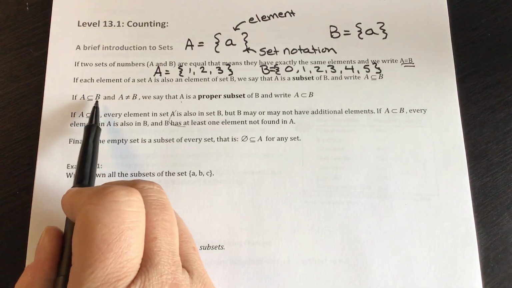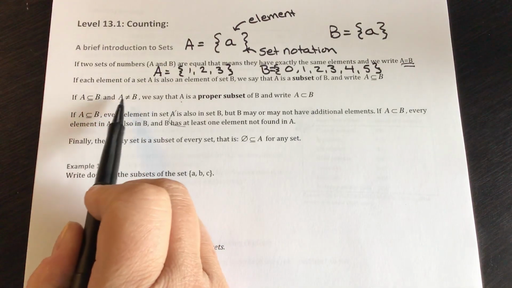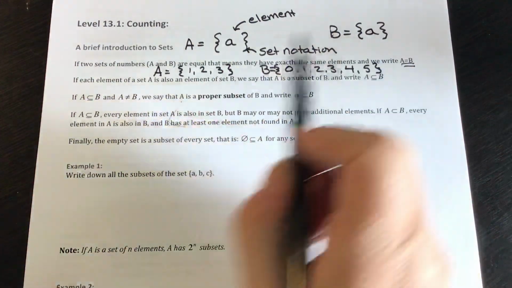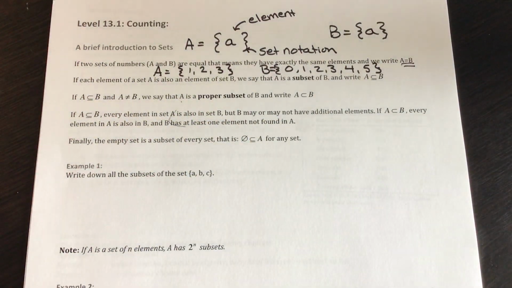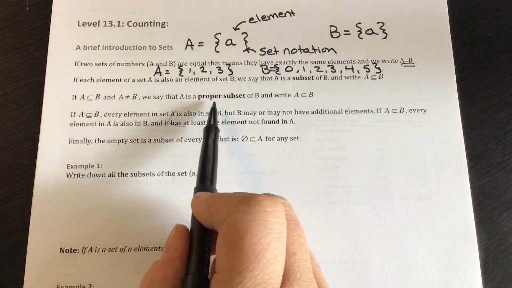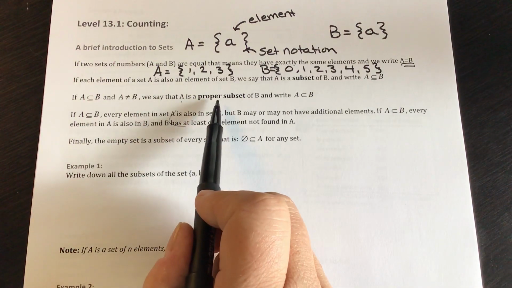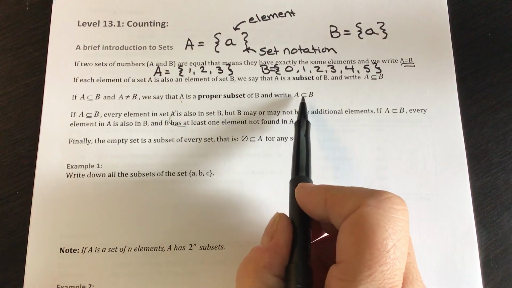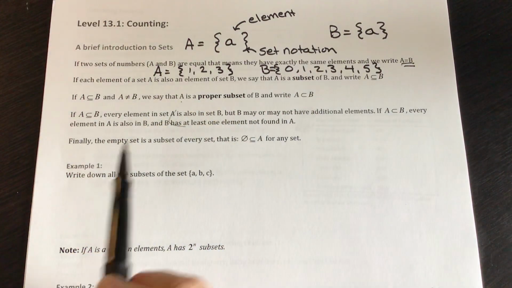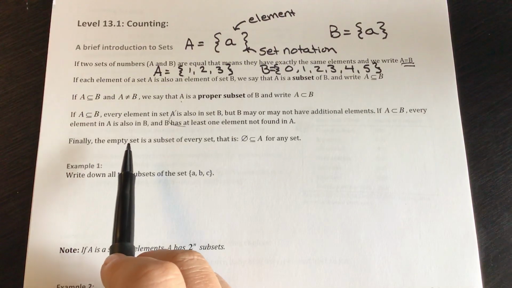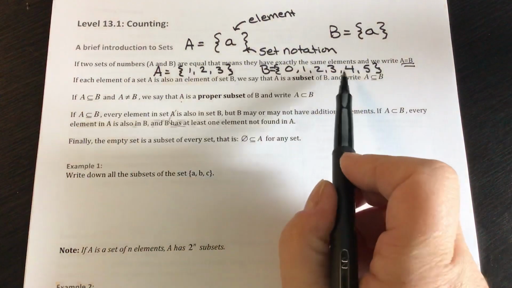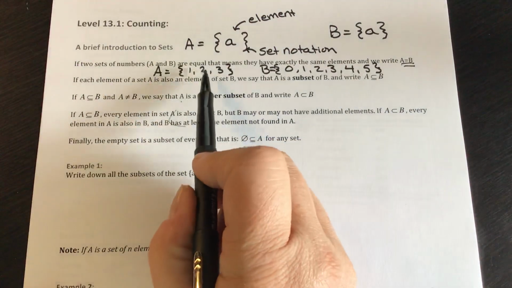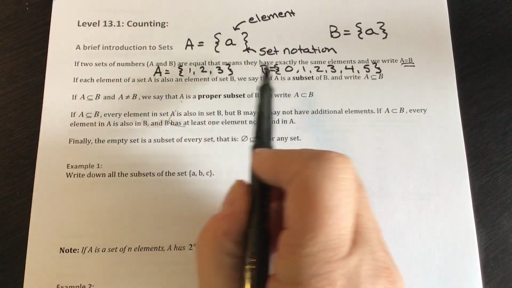If A is a subset of B and they're not the same sets, which means they don't have exactly the same elements, this is called a proper subset. Just a little terminology here. And we say A is a proper subset of B. That basically means that there are some elements over here that are not in this one, so the sets are not equal.